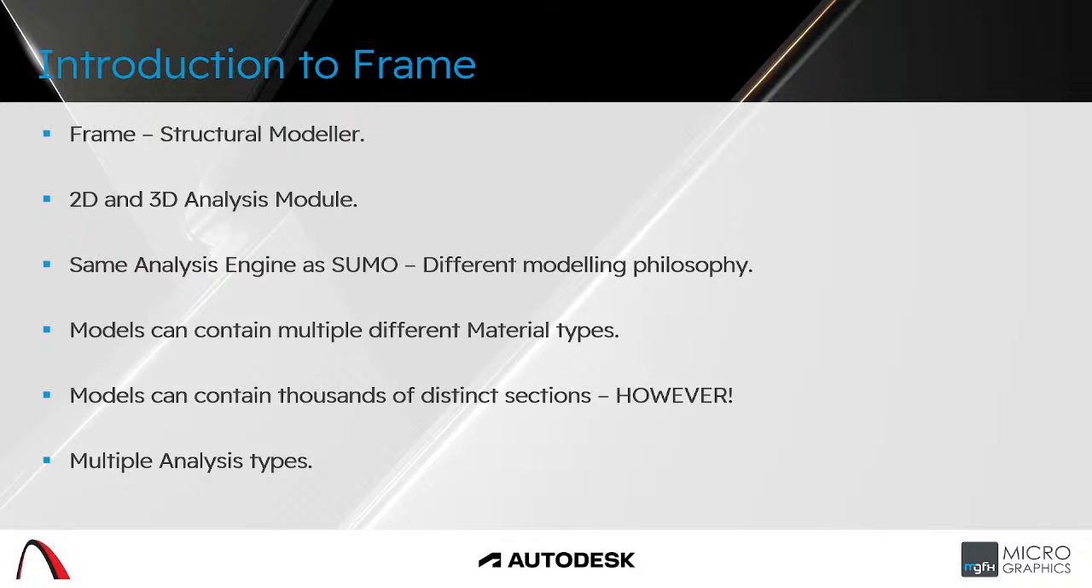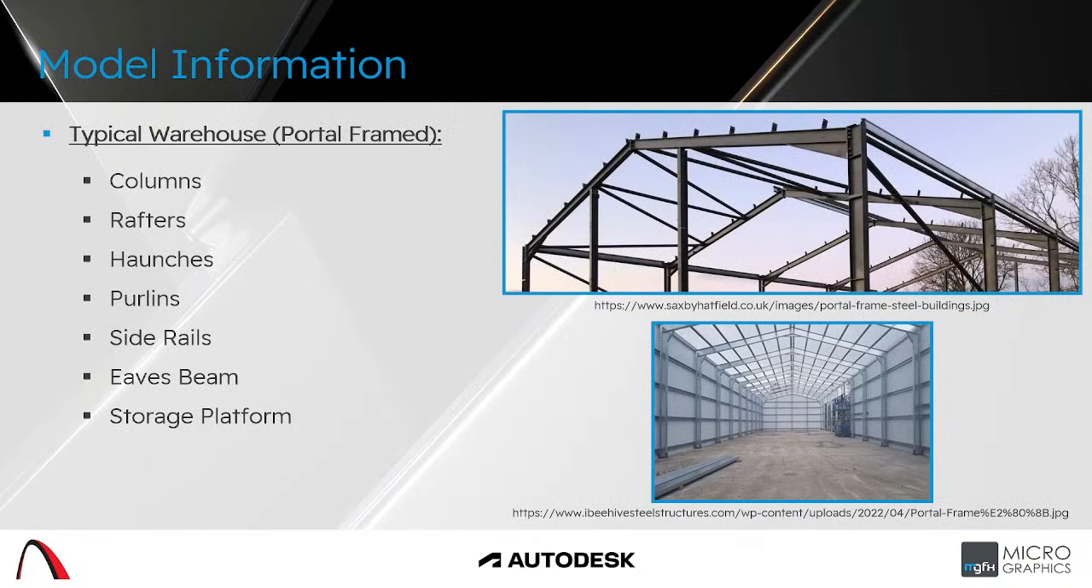So you can have I sections, or you can have rectangular sections, you can have slabs, you can have different types of elements really. And then we have multiple analysis types. So you can run either a linear analysis, a non-linear analysis, and also a buckling analysis. So there are different types of analysis within Frame itself. Then moving right along, the model that I'll be modeling today will have columns, rafters, haunches, purlins, side rails, eave beams, and then it will have a storage platform inside of the building.